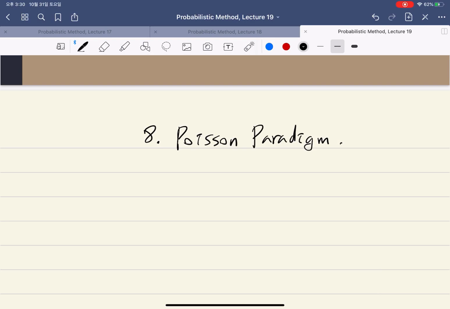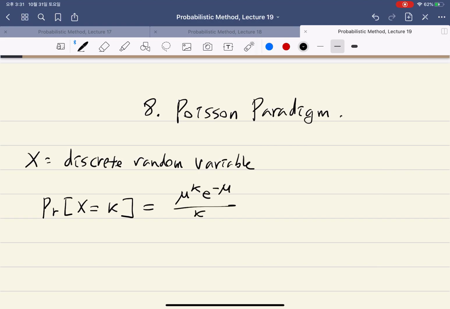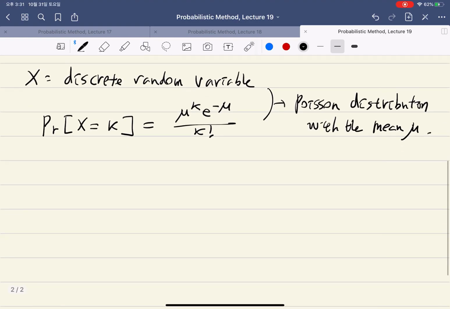So let's say x is a discrete random variable, and it can have a value 0, 1, 2, 3, 4, and so on. The probability that it has value k is mu to the k times e to the negative mu over k factorial. Then we say that this is a Poisson distribution with the mean mu. So this is expectation mu.